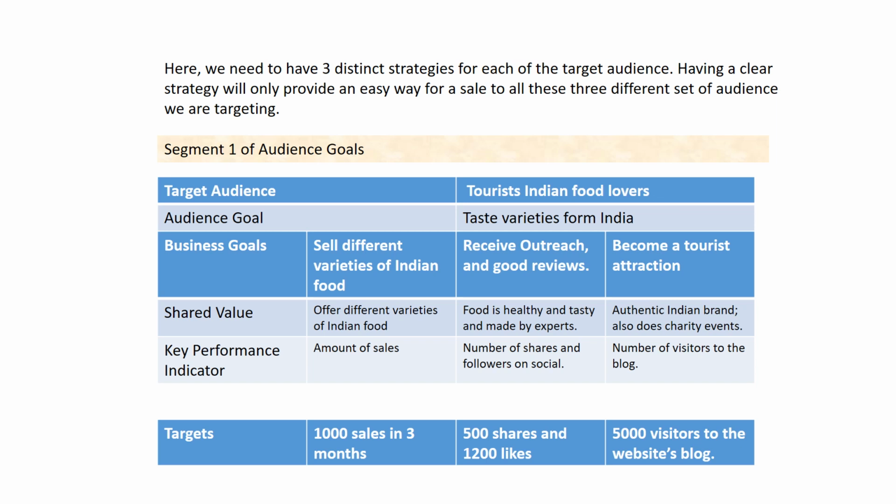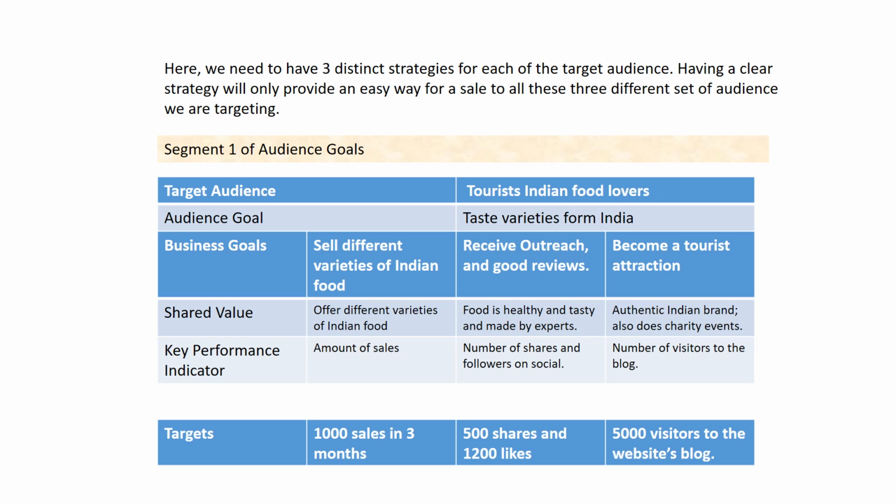Here, I have an example for one of the customer segments of Good Food Indian restaurant. So here, the customer segment was the tourists that love Indian food and they have an objective of tasting varieties of Indian food. So please do take a screenshot, and I highly recommend you build a similar table for your own business to understand the process and also the challenges involved in this process.